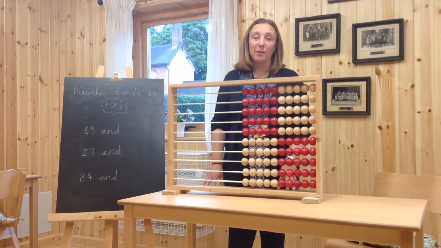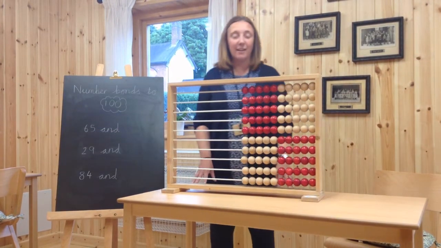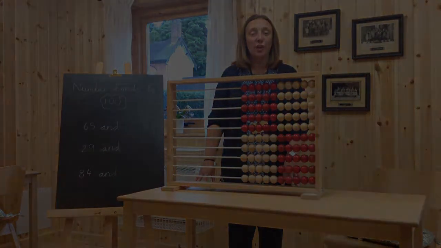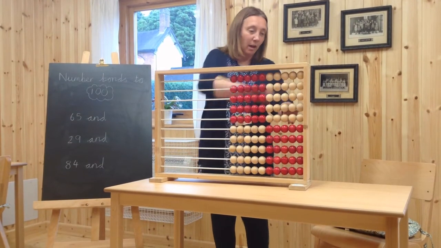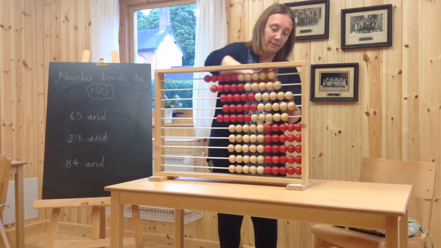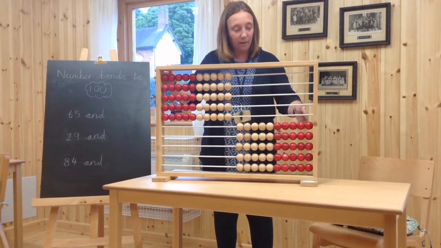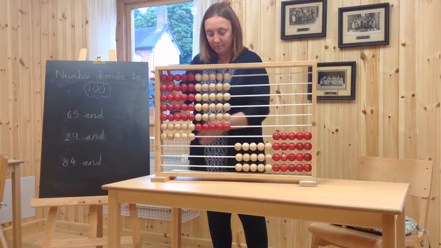We're going to use the abacus, and we're going to start off by looking at the number 65 and working out what goes with 65 to total 100. Using the abacus, I'm going to make 65. I know that half of the abacus is 50. I've got my 5 tens, and to make 65 I need another 10, and then I need a 5.